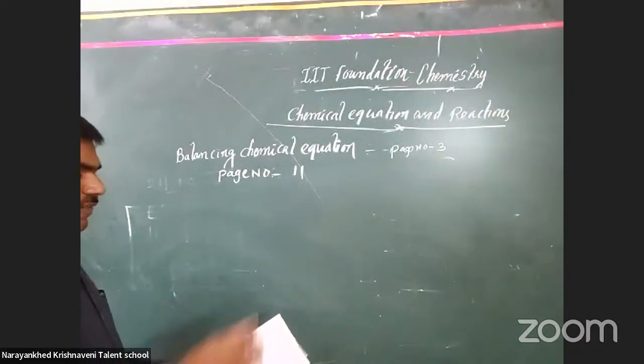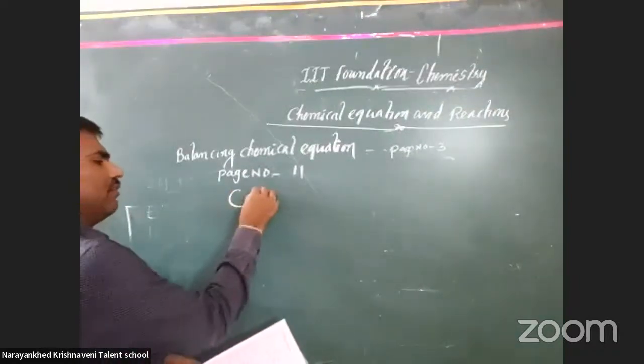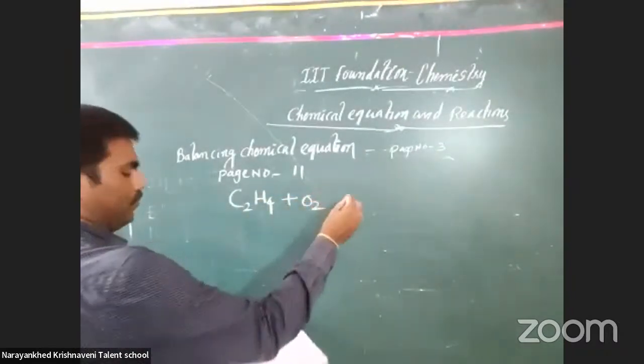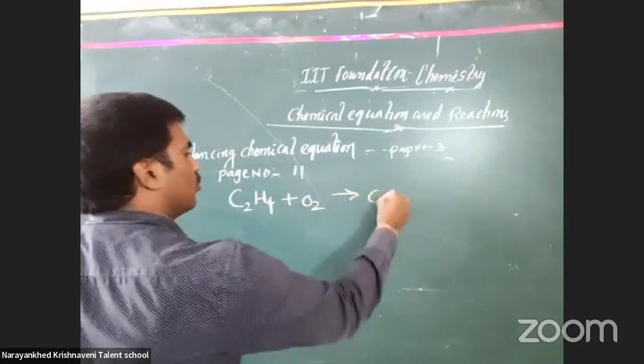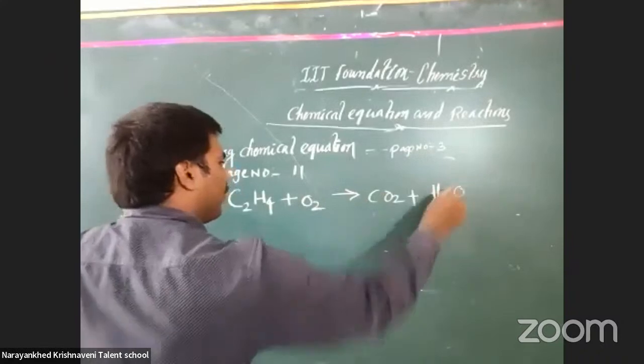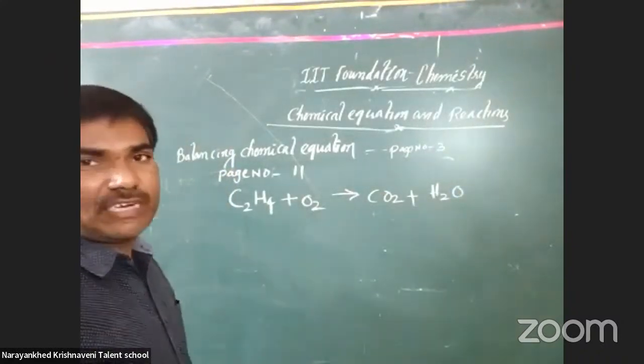Okay, now what is there? The equation is given as C2H4 plus O2 equals CO2 and plus H2O. Yes, we need not go by the table every time.